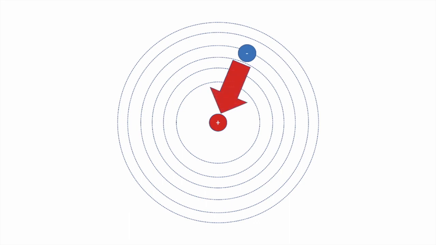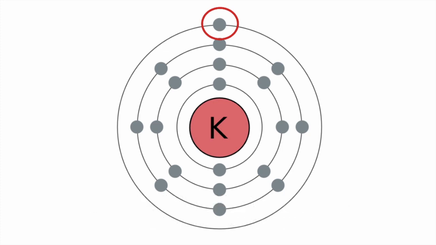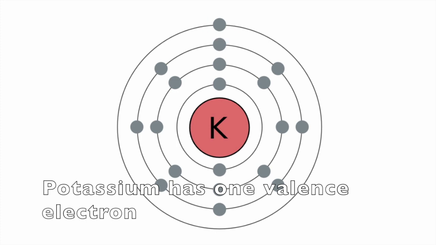Before we go any further, I want to go over some vocabulary. When we talk about periodic trends, there are two types of electrons we like to talk about. Valence electrons are the electrons in the outermost energy level or shell. As we can see from this model, potassium has one valence electron.